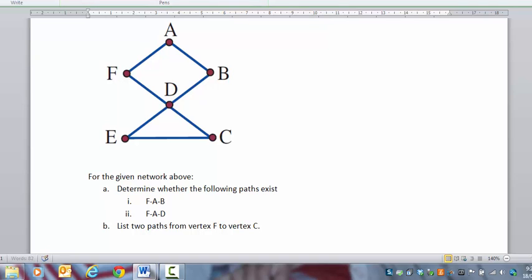So here's vertex F, and we want to get to vertex C, so I can go F, A, B, D, C. I could also do, let's try another one, F, D, C. There's many answers to this. In fact, probably an infinite amount of answers to this question here, but they're two very simple paths.